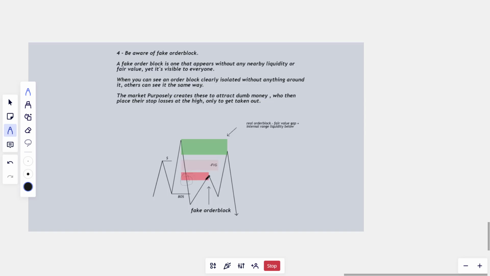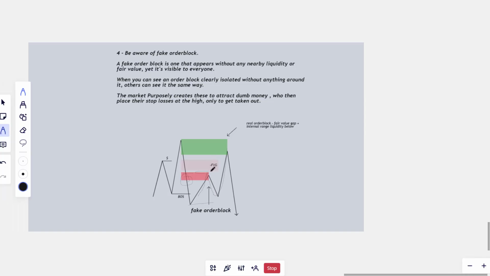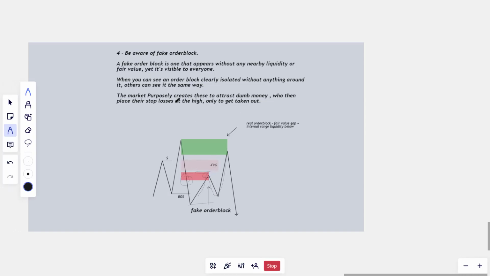So that means everybody else will place their stop loss right at the high, looking to go lower. Price will come and use that order block, giving them a slight pullback to then come and purge through them. So right here, always be aware of these fake order blocks. The market purposely creates these to attract dumb money, who then place their stop losses at the high of these order blocks to just get taken out. So we are always looking out for these clear order blocks.